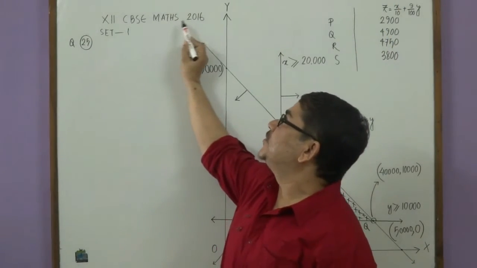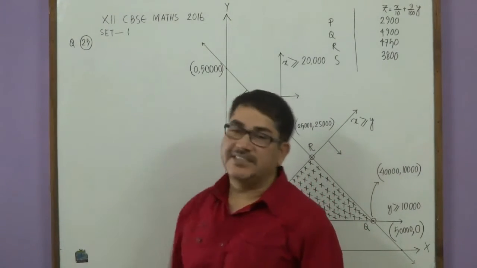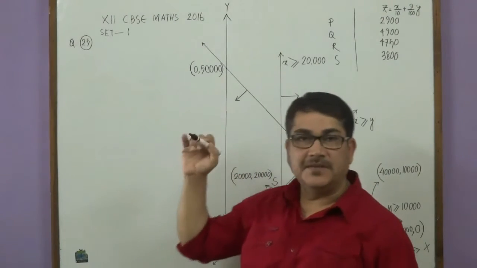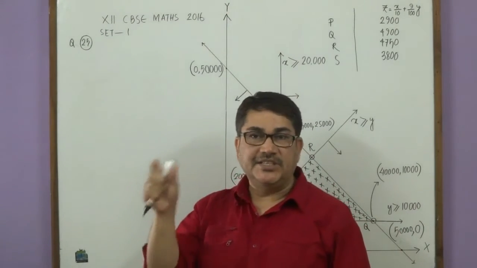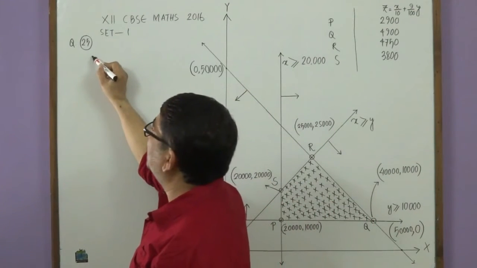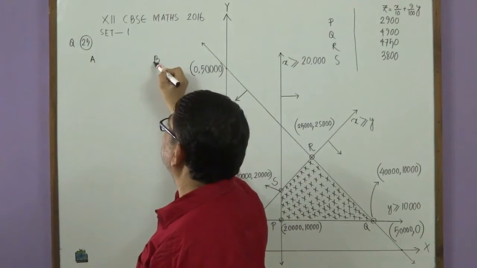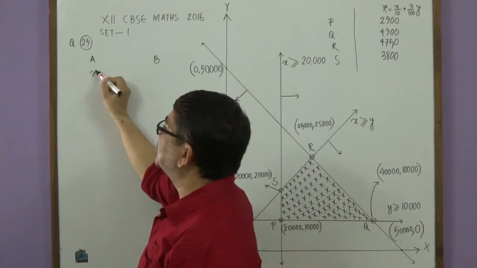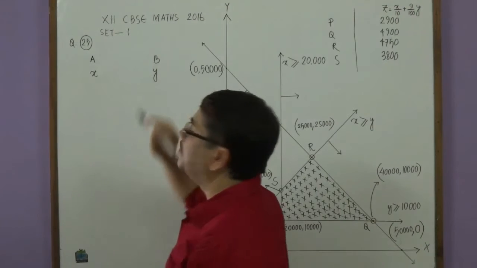12th CBSE Maths 2016 first set question number 25. This is a question on linear programming. A retired person wants to invest 50,000 rupees in two bonds, bond A and bond B. Suppose he invests X rupees in bond A and Y rupees in bond B.